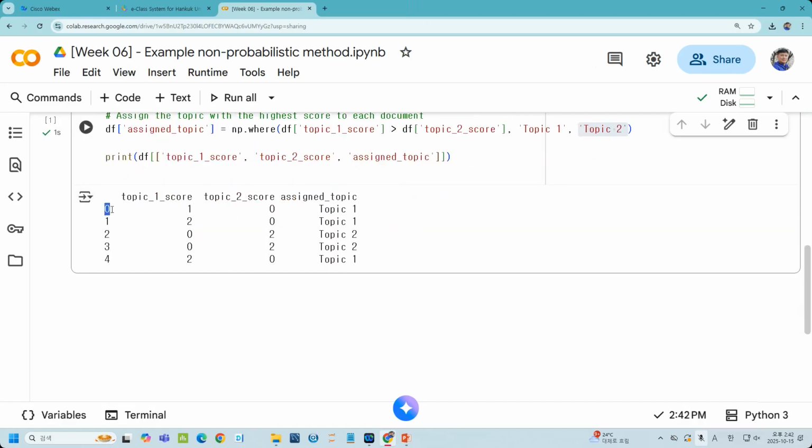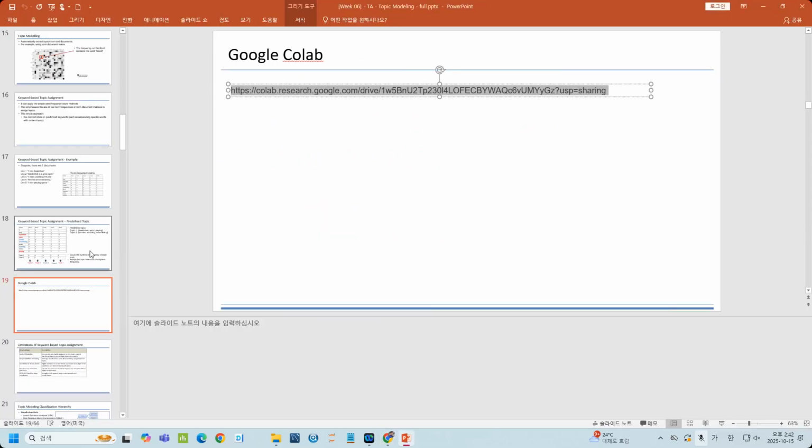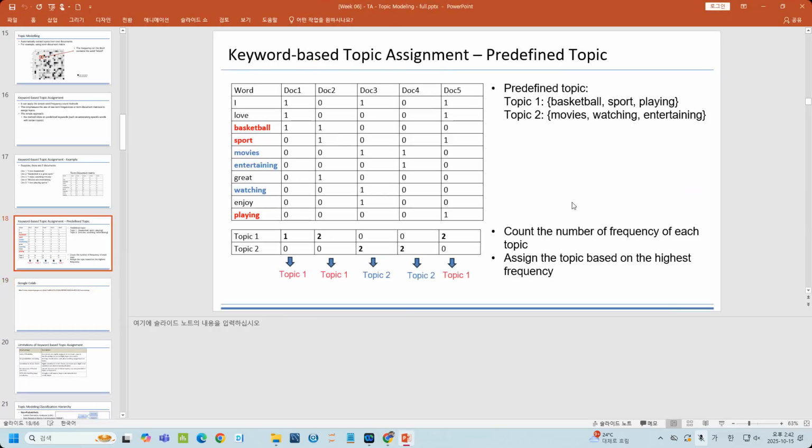Then this indicates document 0, document 1, 2, 3, 4. Document 0, because the word in topic 1 has one frequency, we assign it to topic 1, and so on. So this is based on what we learned in this PowerPoint.